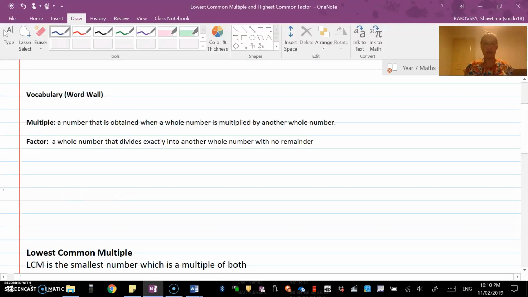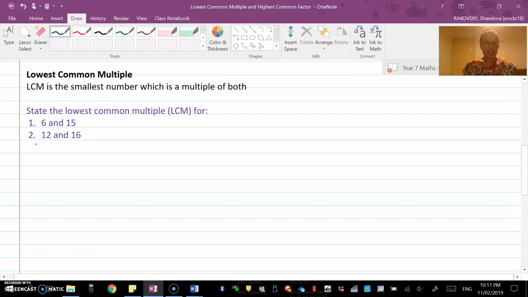Here is a recap of the language and what a multiple and a factor is. Remember, a multiple is when you multiply a number by another number, and a factor is when you can divide it by another whole number with no remainders. So this skill here, we're looking at finding a lowest common multiple: stating the lowest common multiple for 6 and 15.